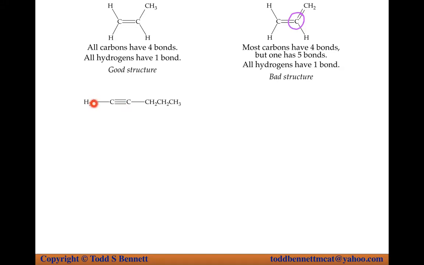Just double check. This carbon here has 1 bond to carbon and 3 bonds to H's, so 4. This carbon here, 1 bond to that carbon, 1 bond to this carbon, and 2 H's, so 4. This carbon, 1 bond to carbon, 1 bond to carbon, and 2 H's, 4. And the last carbon, 3 bonds to H, 1 bond to carbon, 4. So this is a good structure. All the carbons have 4 bonds. All the hydrogens have 1 bond.